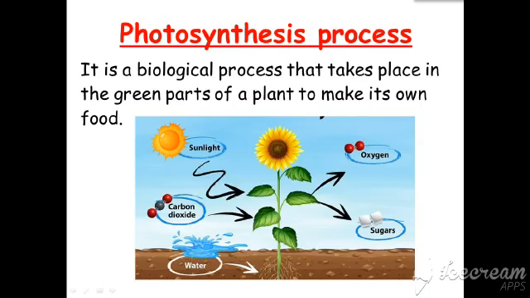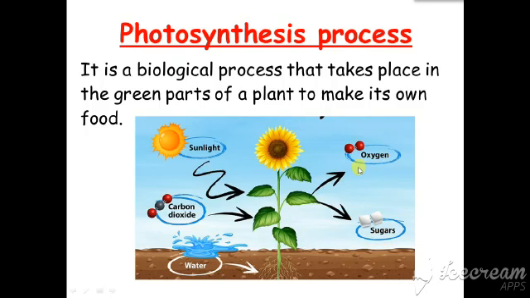So what does it mean by photosynthesis process? It's a biological process that takes place in the green parts of the plants, because the green parts contain the chloroplasts to make its own food. So the green parts of the plants absorb the sunlight and absorb the carbon dioxide gas from the air, and the roots absorb water and some minerals from the soil to make its own food and release the oxygen gas.